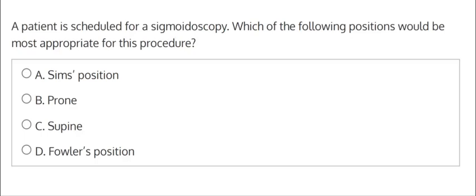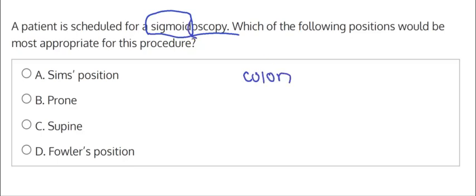This question states, a patient is scheduled for a sigmoidoscopy. Which of the following positions would be most appropriate for this procedure? So let's break down this word sigmoidoscopy. You might recognize sigmoid as part of the sigmoid colon. So it's like part of the colon.